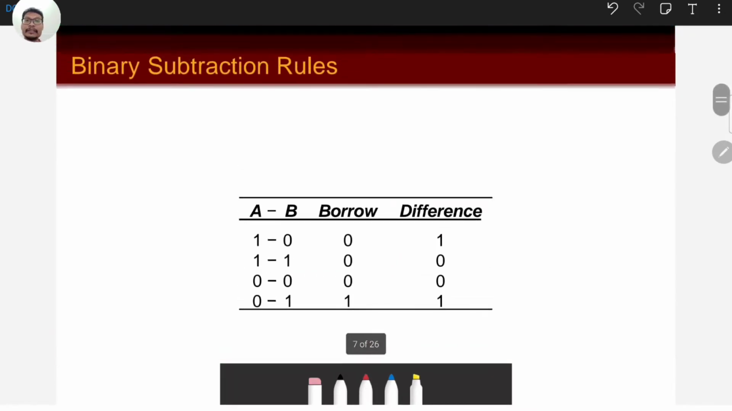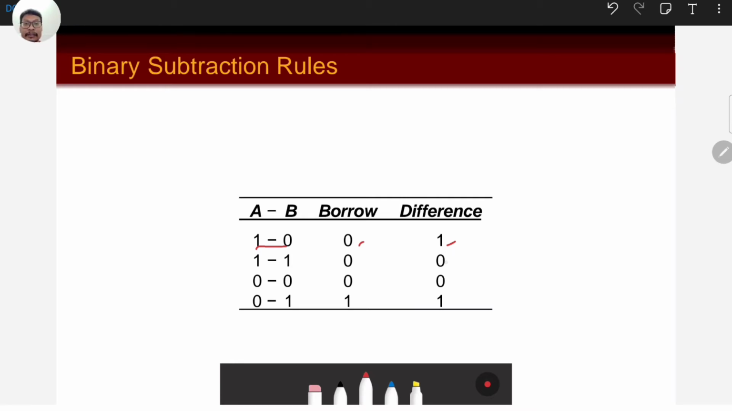Let's look at the subtraction rule. In subtraction we have a minus b. So for 1 bit subtraction, a minus b, so 1 minus 0. We have the difference, or the answer. The difference is 1. 1 minus 0 is 1, with a borrow of 0, where we don't need to make any borrow.